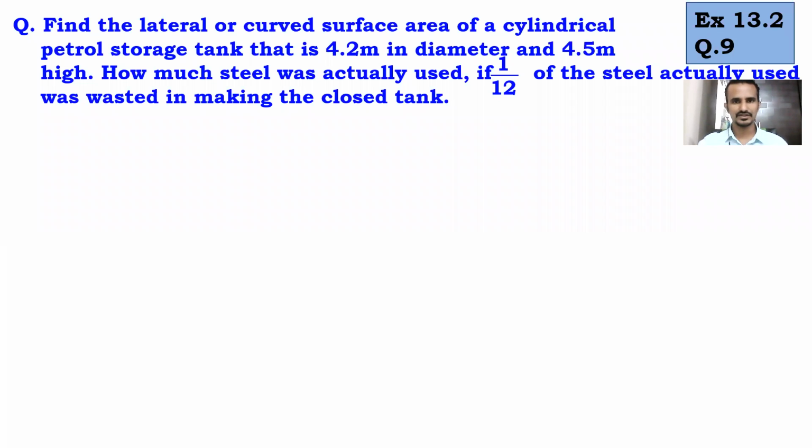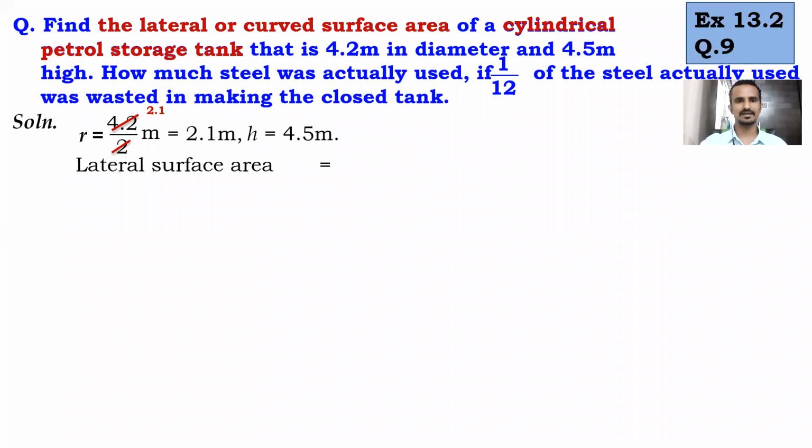So let's first note down the dimensions of the cylinder, which are diameter and the height. Since diameter is 4.2, we get the radius. So let's write, radius is 4.2 upon 2, which will be 2.1 meter, and the height is 4.5 meter. So we know the radius and height. Now this cylinder is to be made with steel, and we have to first find out the lateral or curved surface area, and then we have to find out the steel used. So there are two parts.